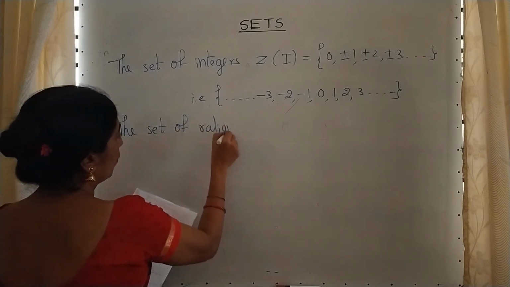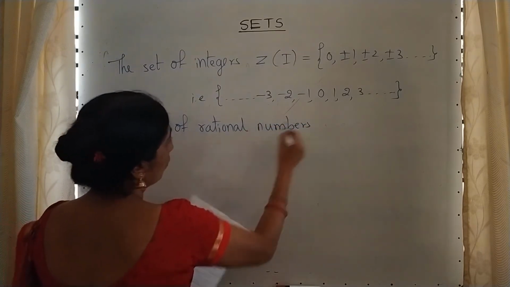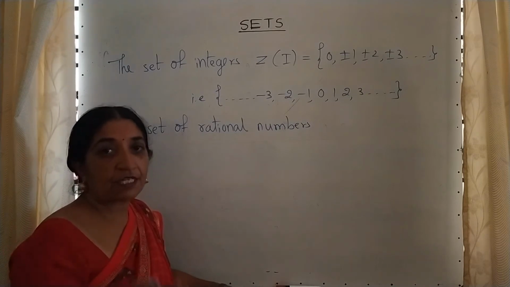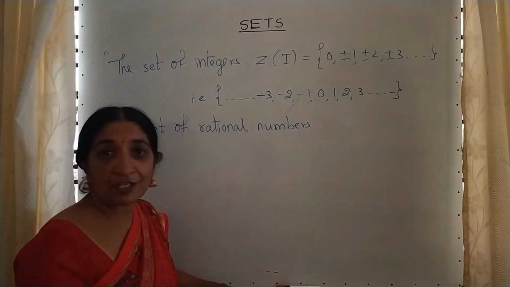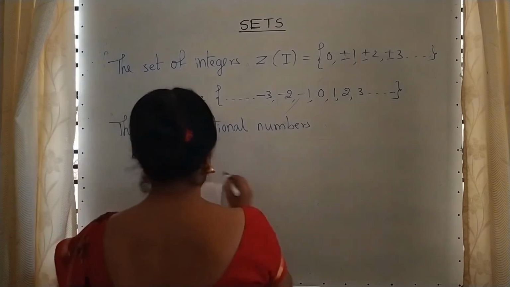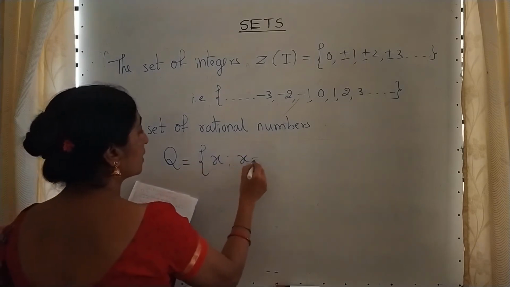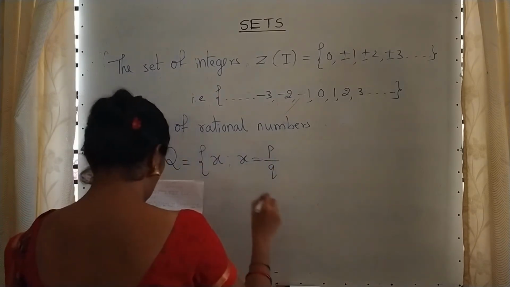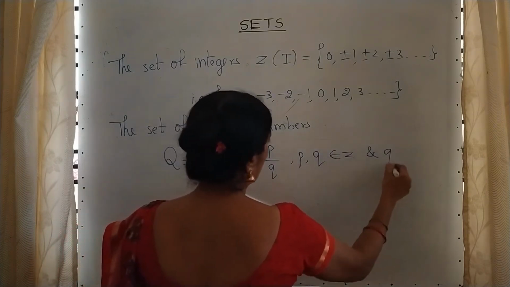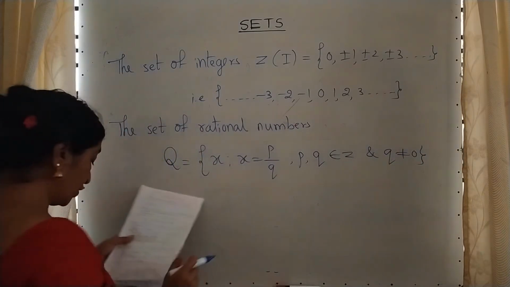Next, the set of rational numbers. See, why are we considering all these as subsets of the real numbers? Because the real number set is the biggest set. It is a union of rational and irrational numbers. You know how to write the rational numbers? Denoted by Q. That is any number in the form of a fraction p by q, where p and q are integers and q is not equal to 0. Suppose the denominator is 0, then we cannot write a fraction.